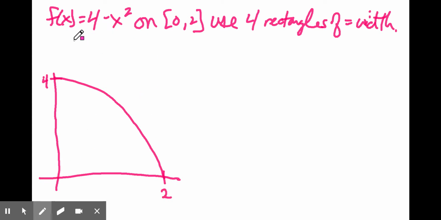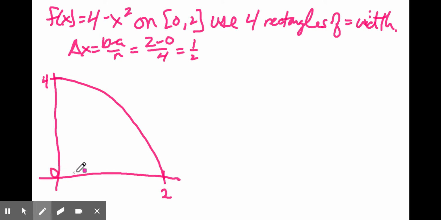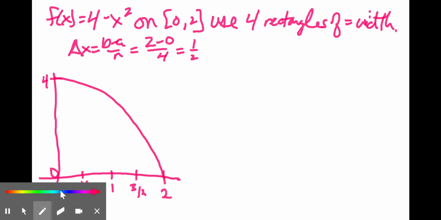Now delta x would be b minus a over n. So that's 2 minus 0 over 4, which is 1/2. So I'm going to go 1/2 between each unit. Let's start here, starting from 0. Here's a half. Here is 1. Here is 3 halves. And then we have 2. Now we are going to find the midpoints of each one of these. The midpoint between 0 and 1/2 is 1/4.